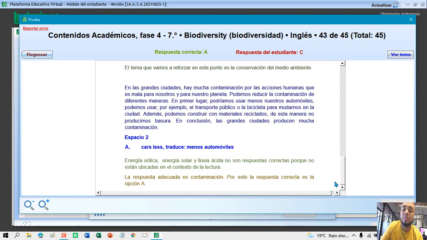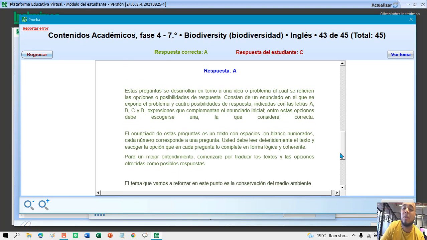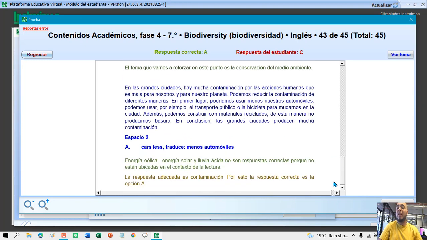Correcto. La respuesta correcta es carless. Vamos a leer lo correcto con la respuesta correcta. In big cities, there is much pollution by human actions that is bad for us and for our planet. We can reduce pollution in different ways. Firstly, we could use our car less. Podríamos utilizar menos nuestros carros. We can use, for example, the public transportation or bike to move into the city. Podríamos utilizar, por ejemplo, el transporte público o las bicicletas para movernos alrededor de la ciudad.